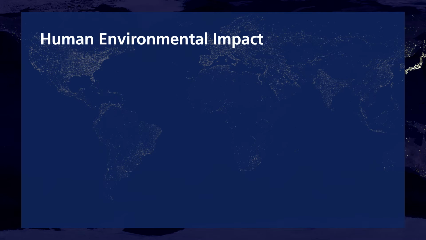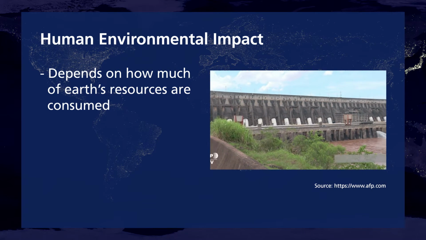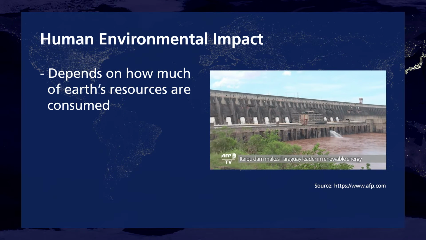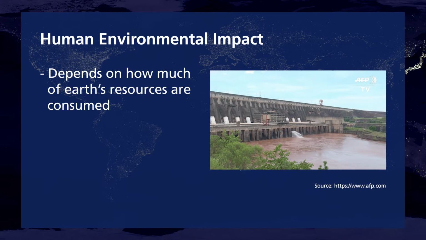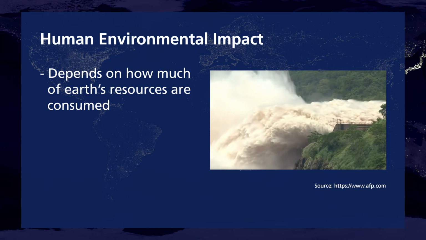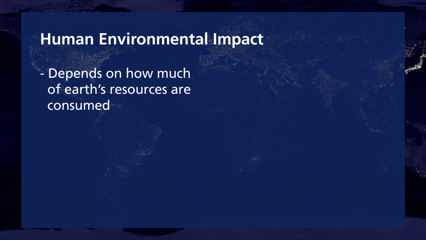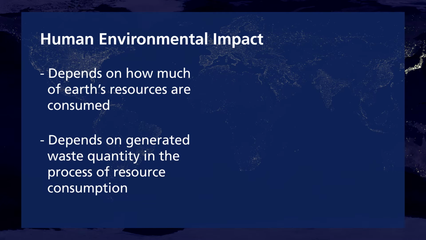The human environmental impact depends on how much of Earth's resources are consumed. As you see on the right-hand side, there is a dam which has two purposes. The first is as a source of drinking water, and the second as generation of power. This also depends on the amount of generated waste, quantity, and the process of resource consumption.